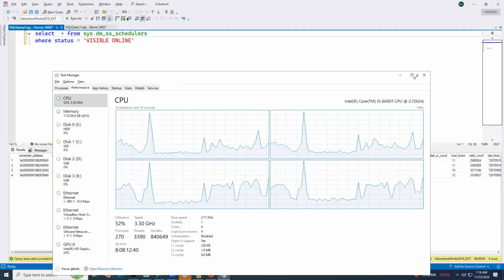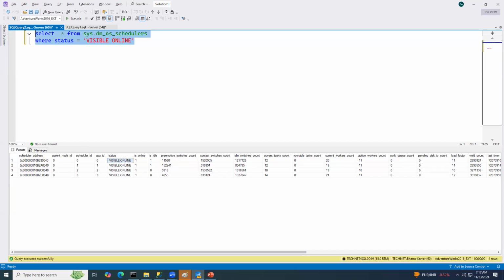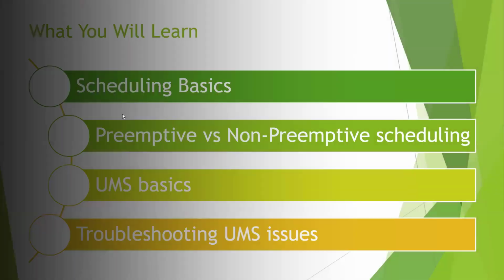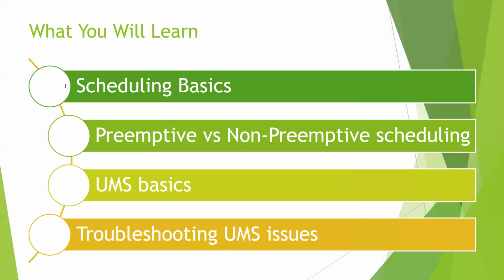I just wanted to show you the query we have in SQL Server. In this section we will talk about the basics of scheduling: why we have scheduling and what scheduling is. We will talk about what preemptive and non-preemptive scheduling are. Then UMS basics: what is UMS and why do we require it? UMS is basically the user mode scheduler.